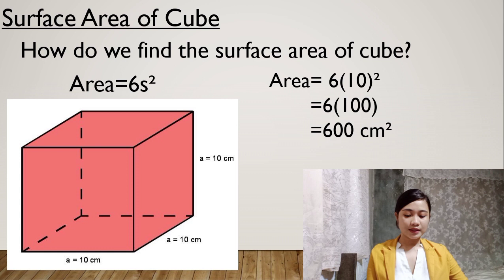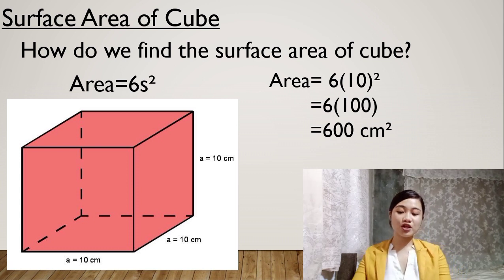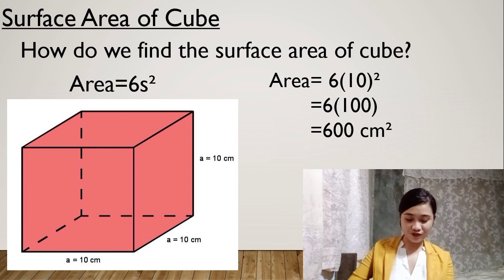2 times length times height plus 2 times height times width plus 2 times length times width. Okay, we can use that, but however, in this video I am going to use the area is equal to 6s squared. Okay, because it is very basic and very easy to use, so we are going to use it.